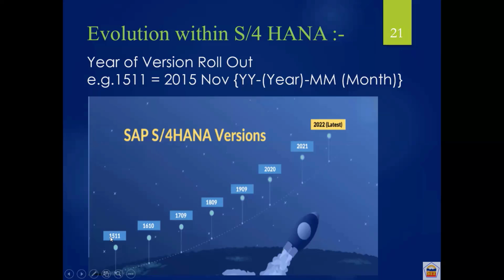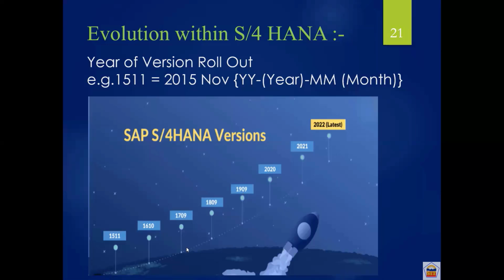But the first time it came with the 1503 version, which is not available in this picture. 1503 means they came up with their first version of SAP S/4HANA, and that was March 2015. Then after that, they came up with their next version called 1511. Then in October 2016, they came up with version 1610. In September 2017, they came up with 1709. In September 2018, 1809. In September 2019, 1909.